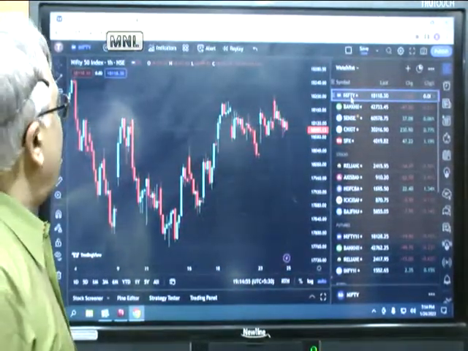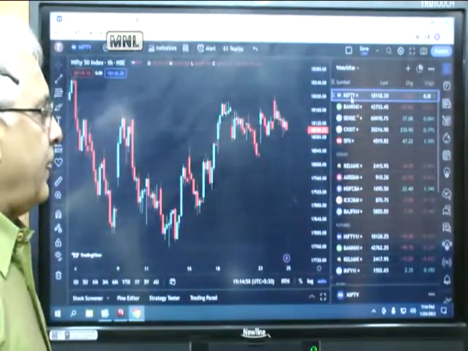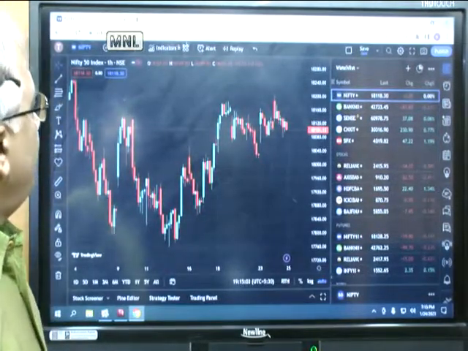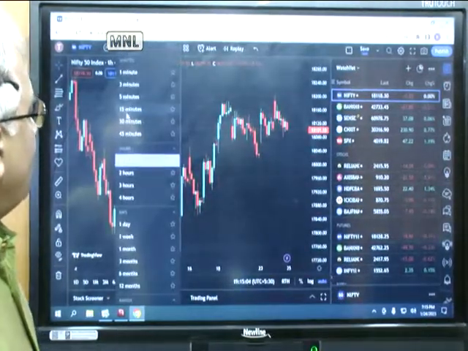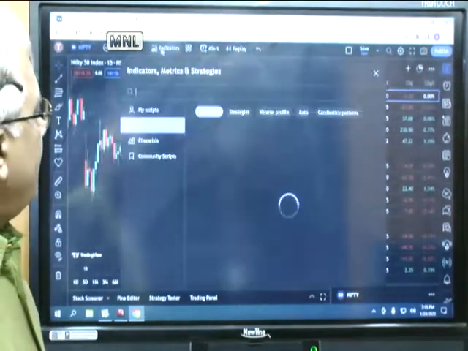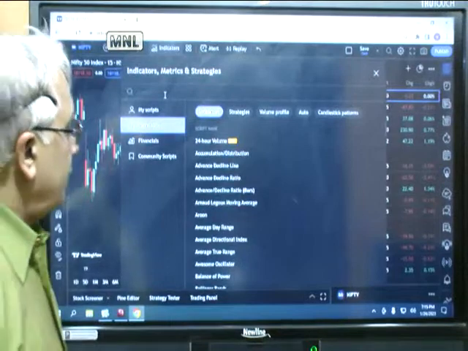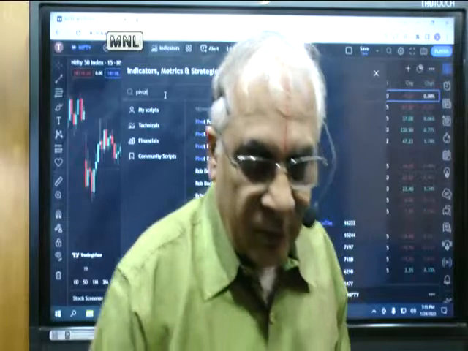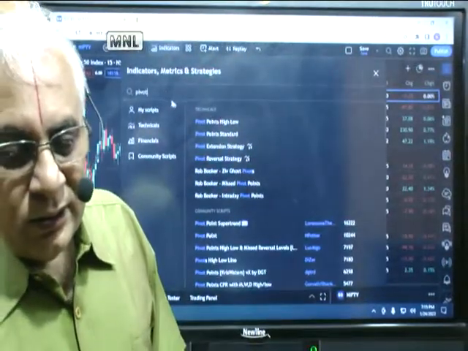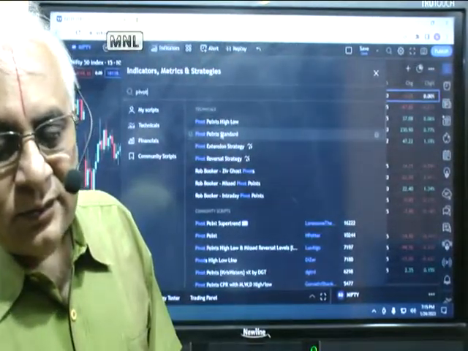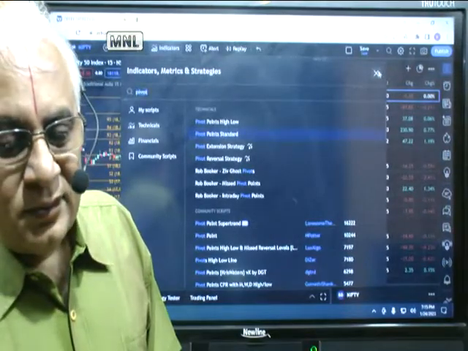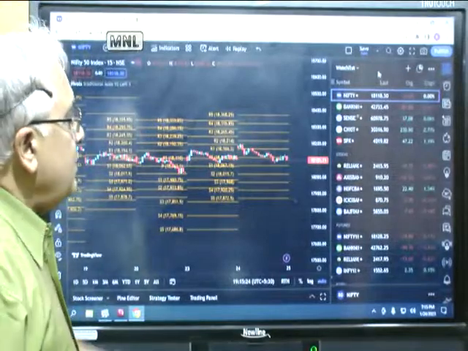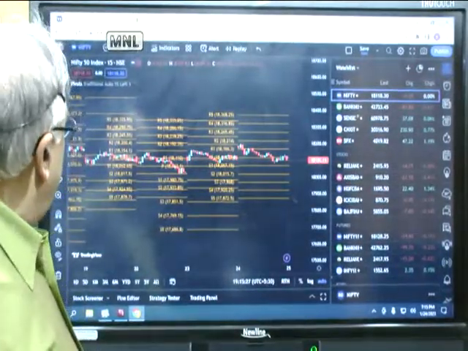So this is the Nifty 1 hour chart. Now first let us go to the pivot point formula. So we will put it on a 15 minutes time frame. We'll put the indicators, pivot point formula. So this is what happened today.